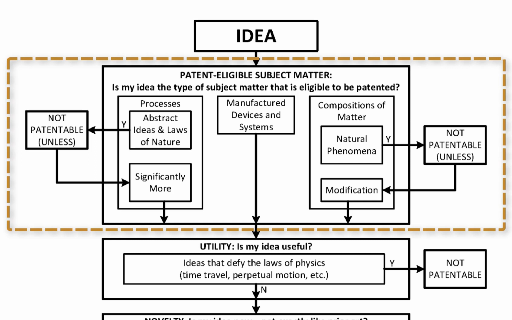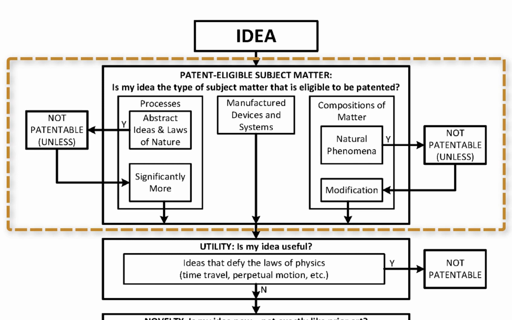Processes refer to methods or processes, which are a sequence of steps that you go through to perform some technical function. Manufactured devices and systems are things. They're physical hardware or physical things that are produced or manufactured or exist in the world. That's where the word systems would typically be used as opposed to a process. Compositions of matter include different types of chemical compositions or materials that are put together to form a particular substance or composition.